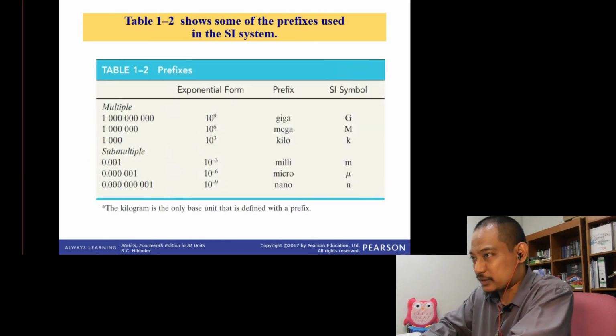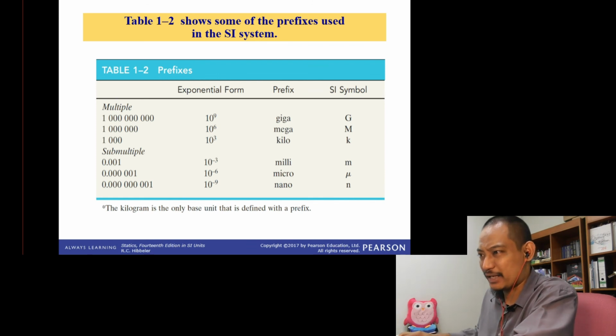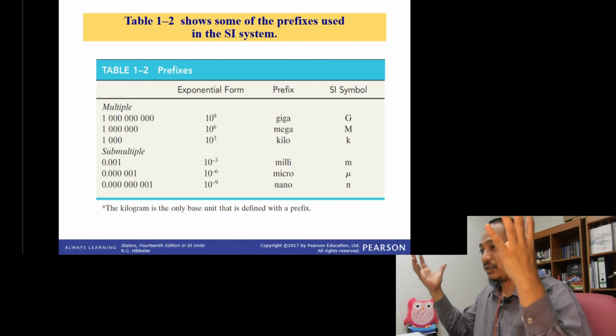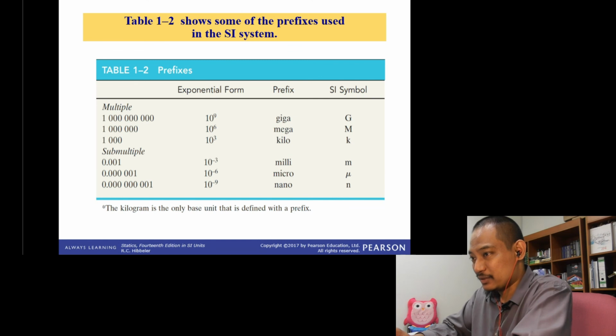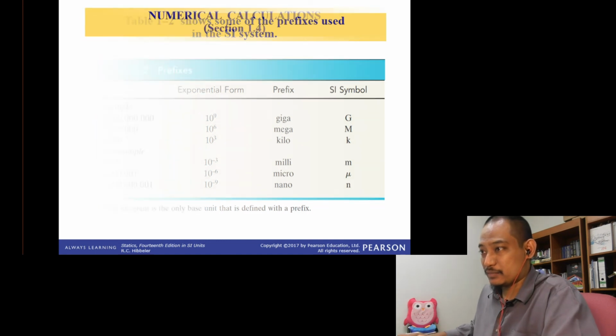Okay, so these are prefixes. I think you know this, but in our statics course you rarely see milli, micro, nano, because normally in statics we deal with big things. So kilo, mega, giga you can see, but normally we don't analyze micro objects.